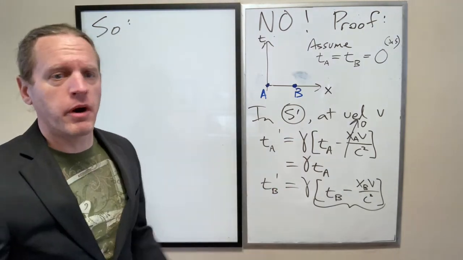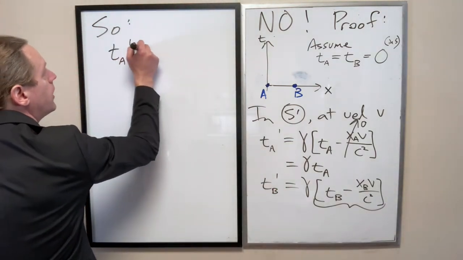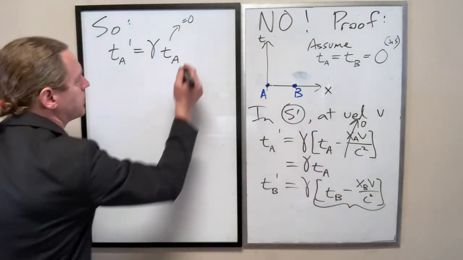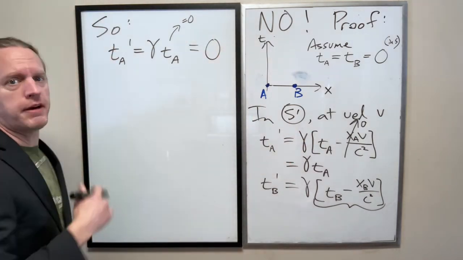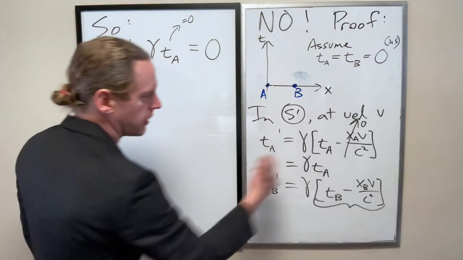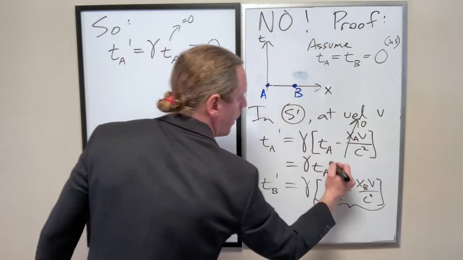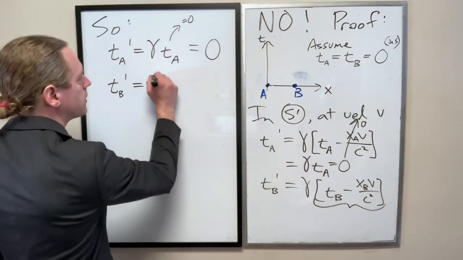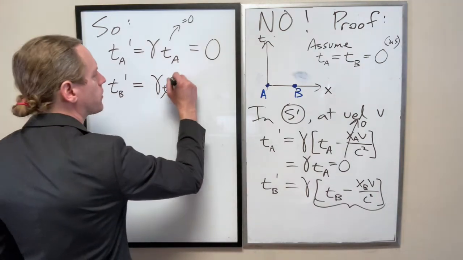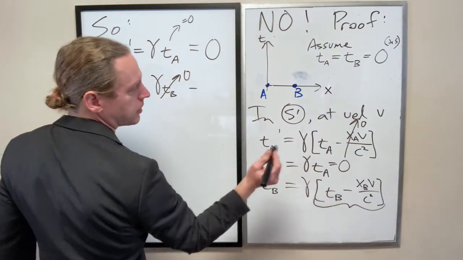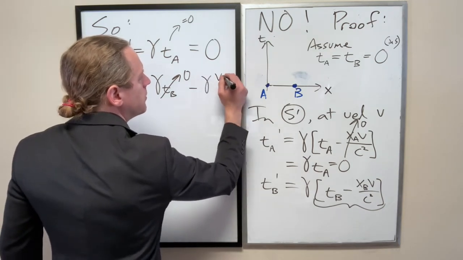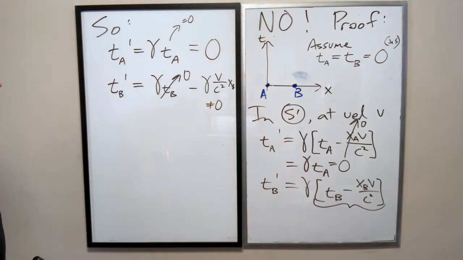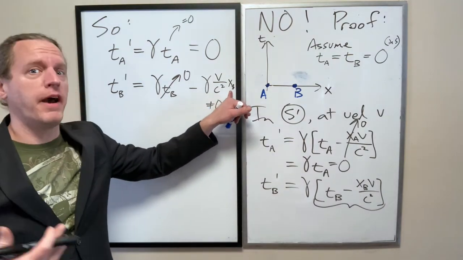So if we take a look at what we already had, we knew that TA prime equaled gamma TA, but now if you recall, this actually just equaled 0. I didn't fill that in before, but we can do that now. So we can see that here, TA prime will in fact be 0, because actually, and I should have done this before, both of those terms were 0. So it does just evaluate to 0. But now what happens, TB prime equals gamma TB, and that does drop out, but the second term does not: minus gamma V over C squared XB, which is not 0, by the way. I don't care what it is, all I care about is the fact that it's not 0.